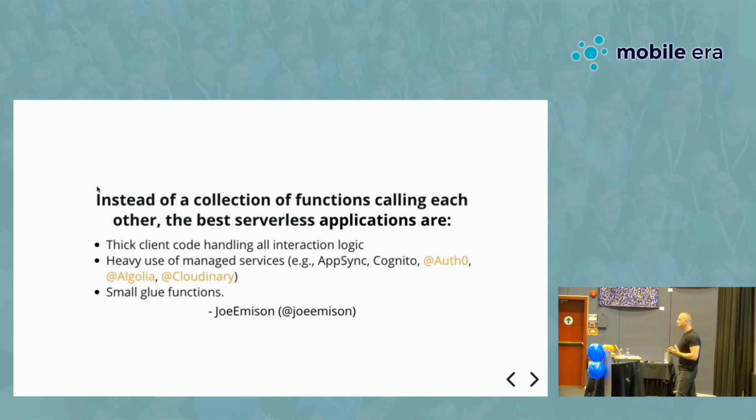Instead of a collection of functions calling each other, the best serverless applications have three main components: thick client code handling all interaction logic, heavy use of managed services. Managed services are what I'm going to be focusing on in just a moment, but a few examples are AppSync, Cognito, Auth0. Auth0 does authentication, of course. You've probably seen that out there, if not used it. Algolia is a really nice managed search service. Cloudinary. And then the third is the actual serverless function. So small glue functions to tie everything together, where these actual managed services are not getting the job done.